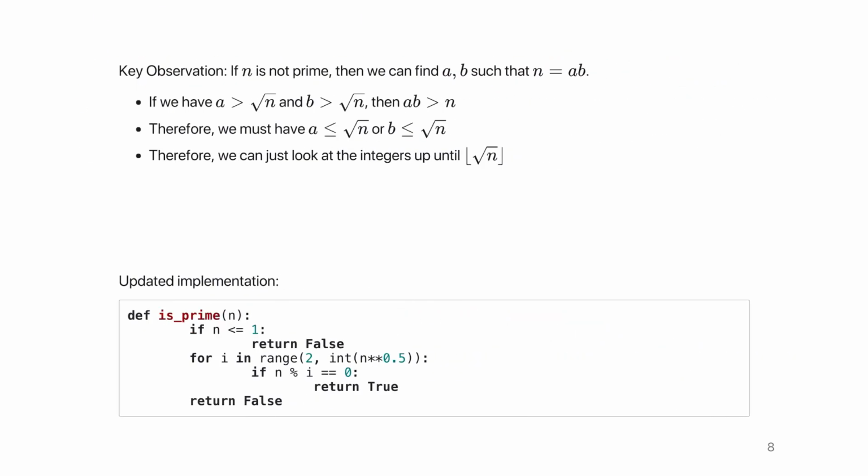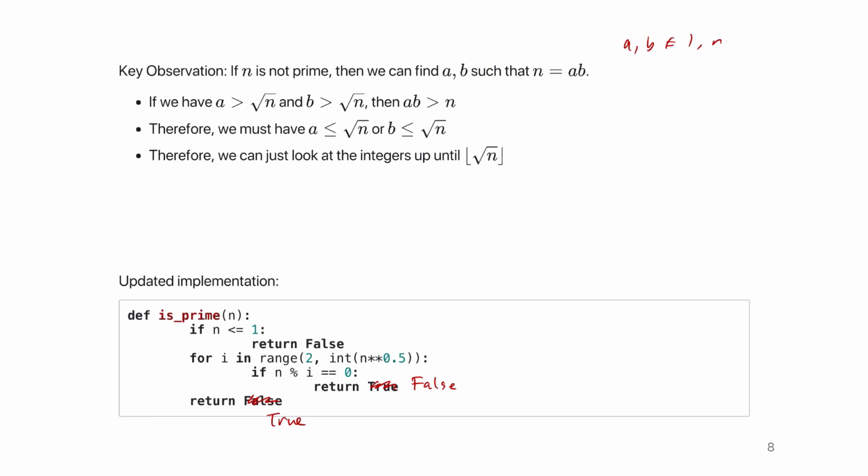Okay, and so we can look at this a little more formally. If n is not prime, we can find a and b such that n is ab, and a and b are not equal to 1 or n. And so we notice that if both a and b are greater than the square root of n, then the product a times b will be greater than n. So we know that one of them has to be less than or equal to the square root. So we only need to check the factors between 2 and the square root of n, check to see if any of them divide n, and proceed like that. Again, that's a typo. That should be false. And that should be true.